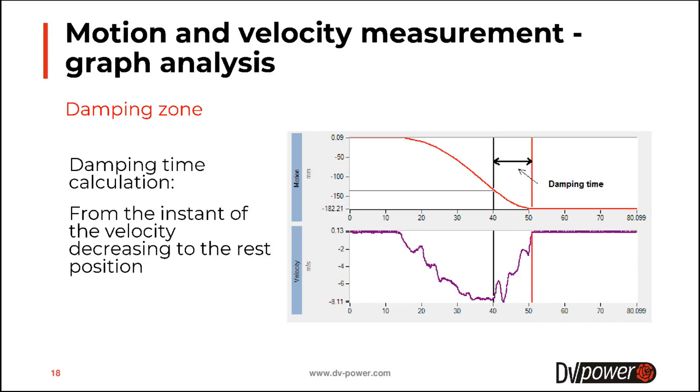Here in this slide is shown how damping time and damping distance are calculated. They can be calculated by simultaneously considering the motion and velocity curves. The damping time is calculated from the instant when the velocity suddenly changes, actually suddenly decreases, until the end of the movement or the rest position, as you can see here. Based on these two instants, we can calculate damping time, and based on that damping time, we can calculate damping distance when we extract it from the motion curve.